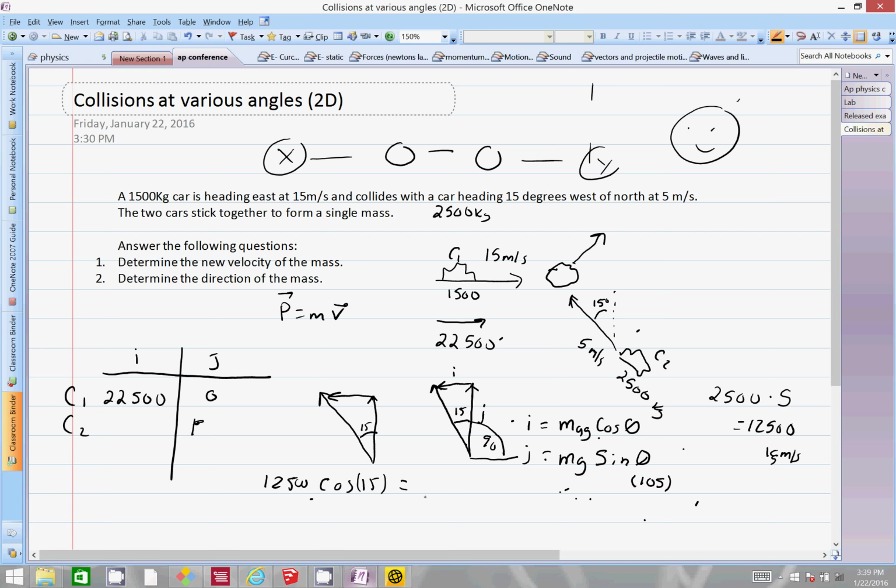Okay, what does this give me? Now, again, if you're not watching closely, you're anticipating this to give me my I component. But if you look at it, 12,500 times the cosine of 15 gives you 1,274.